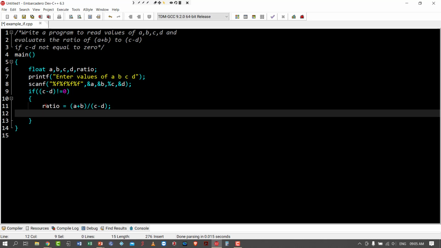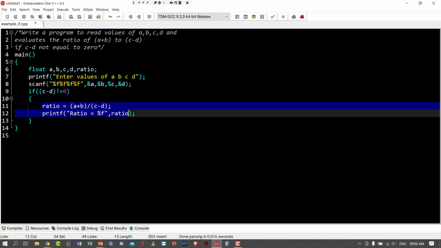Now ratio will contain that fractional value or some ratio value. So the next thing is we have to print that ratio. Printf, ratio equal to percent F, comma ratio. Is there any doubt in these two statements? Anybody have any doubt? Please respond. If it is clear, you just type clear in the chat box.